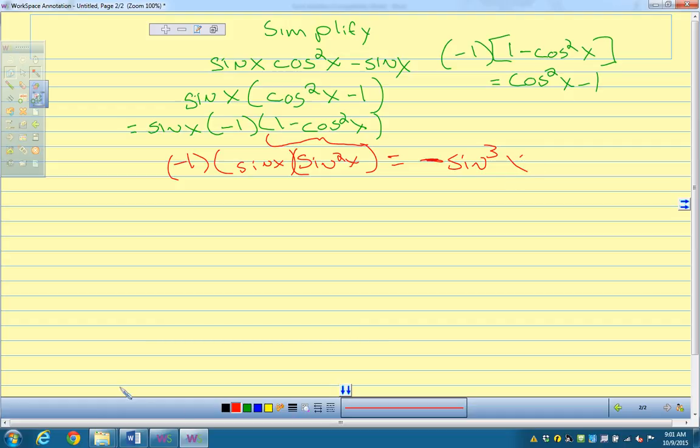How would I know how to do that? I don't know. But in most cases, it will say show that this is equal to this. Okay? So you would have a place you're trying to go with it.